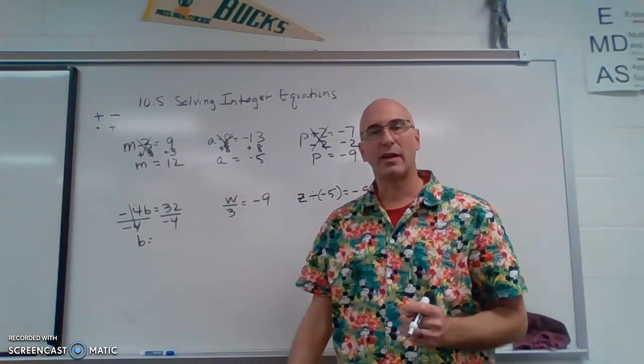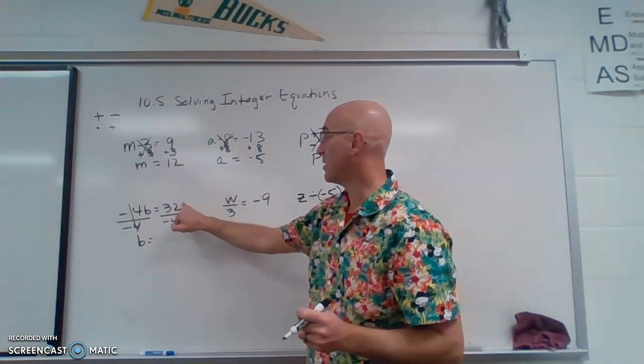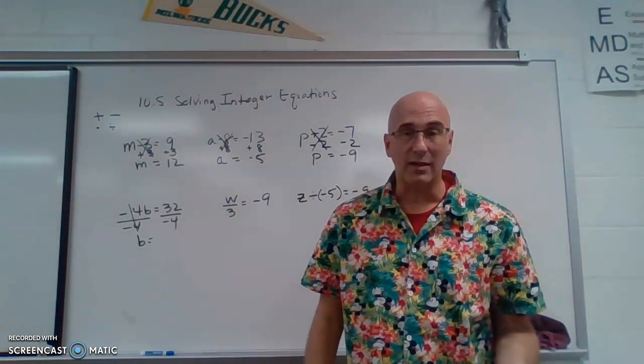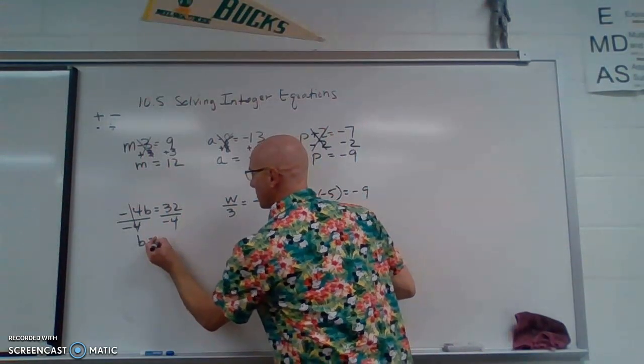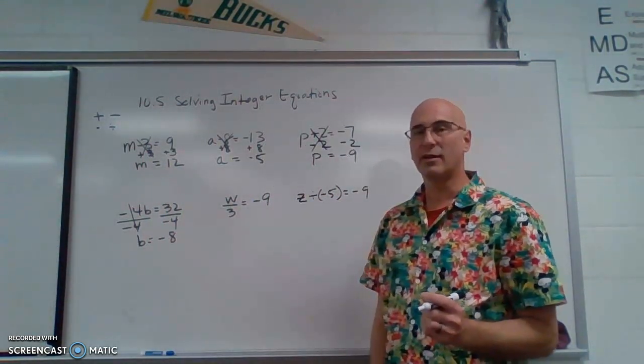32 divided by negative 4. So if we just did 32 divided by 4, we get 8. Positive divided by a negative is a negative. So we end up with negative 8.